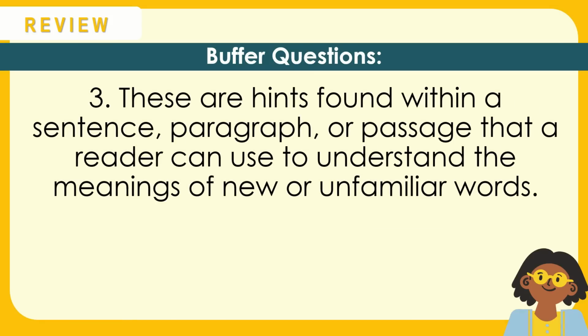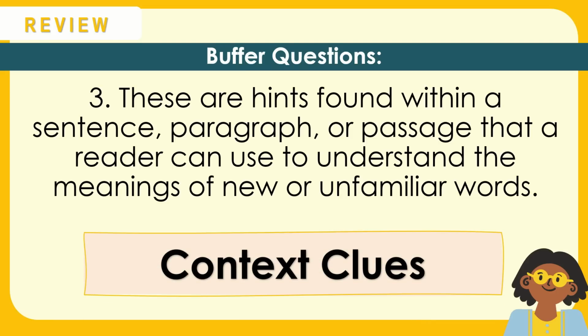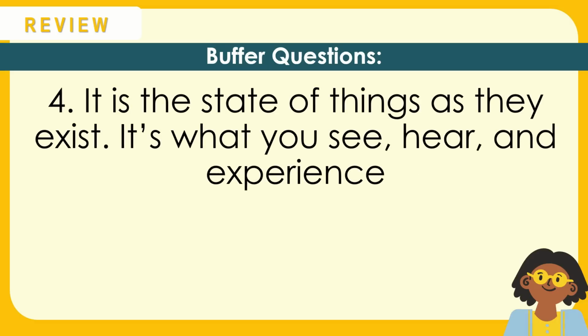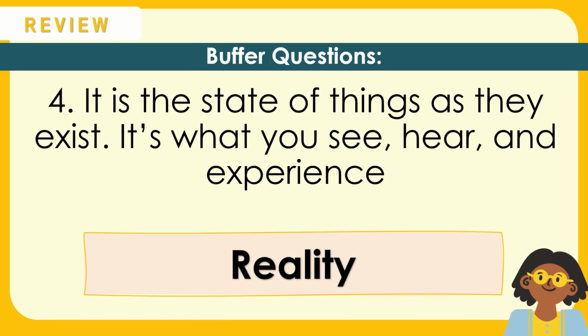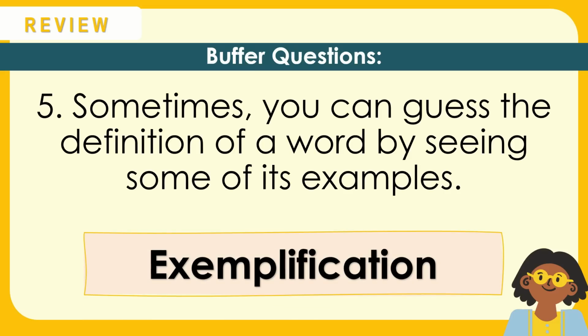Number 3. These are hints found within a sentence, paragraph, or passage that a reader can use to understand the meanings of new or unfamiliar words. You're right. Context clues. Number 4. It is the state of things as they exist. It's what you see, hear, and experience. Very good. It is reality. Number 5. Sometimes you can guess the definition of a word by seeing some of its examples. Very good. It is exemplification.